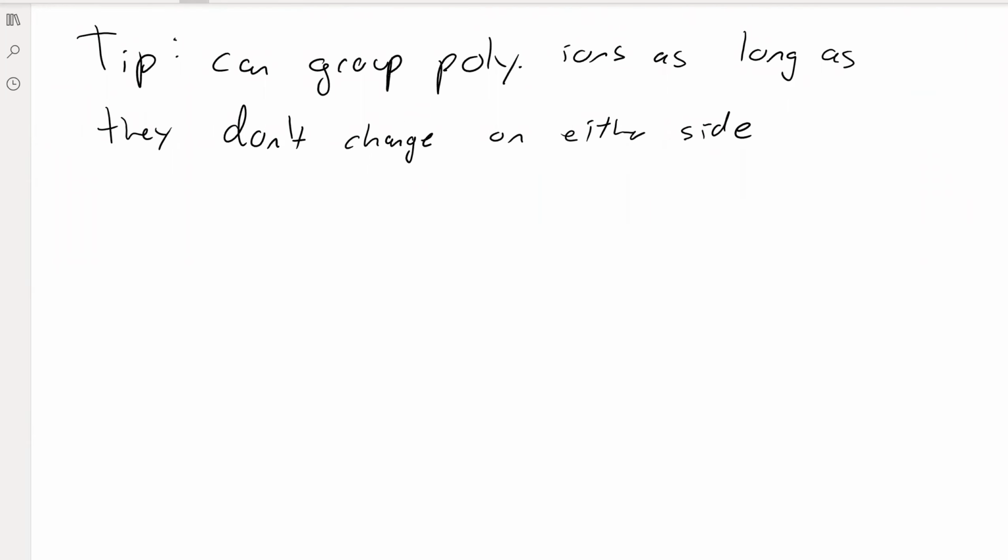Let's do another example with another tip. Here, the tip is that we can group polyatomic ions as long as they don't change what they are on either side. So let's take a look at an example of that.